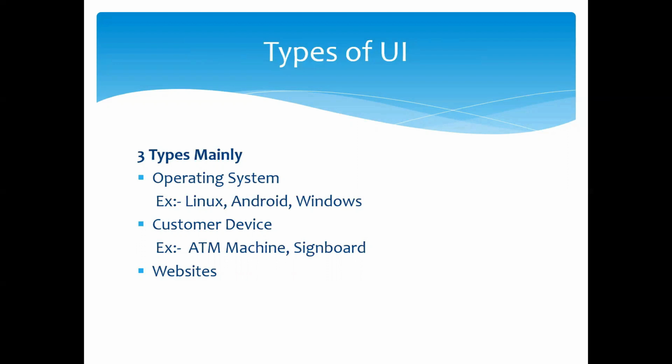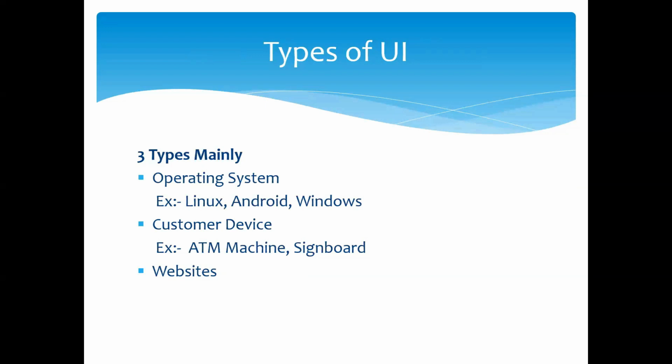The next one is customer device. Let's take an example, an ATM machine. In an ATM machine, we do transactions, withdraw cash or deposit cash, using the UI. How? We go to the ATM machine, insert our card, input our data, and after validation our transaction is done. We input the values through either buttons or the touch screen of that UI.